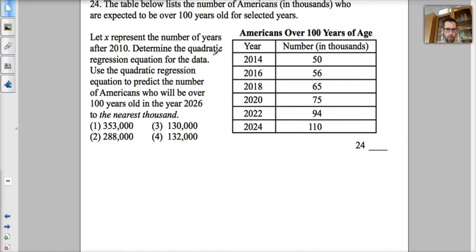Let X represent the number of years after 2010. So that means this is going to be X equals 4. This will be X equals 6. This is 8 years after 2010, 10 years after 2010, 12 years, and 14 years. Use a quadratic regression to predict the number of Americans who will be over 100 years old in the year 2026. So this would be when X equals 26, or X equals 16, excuse me.